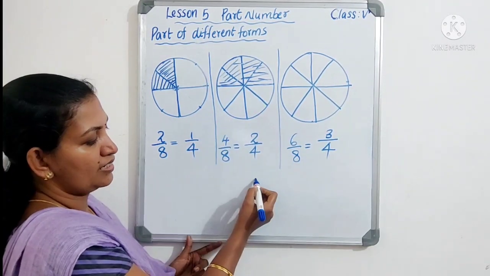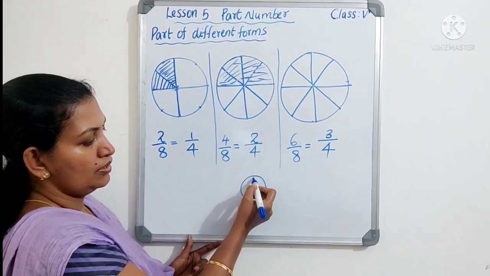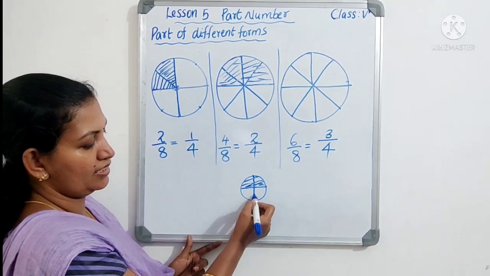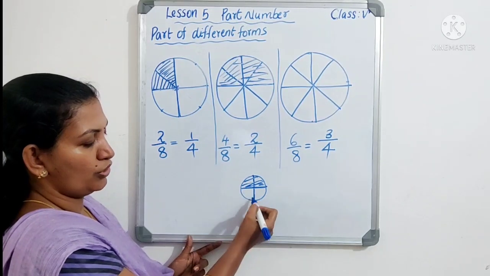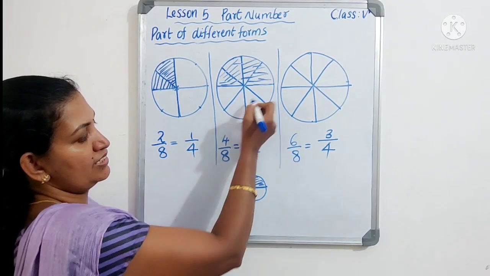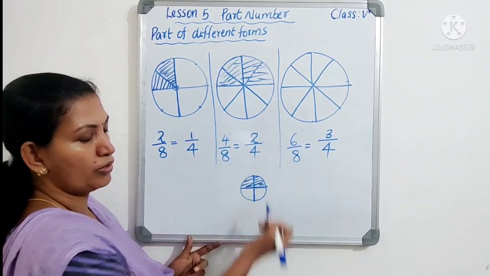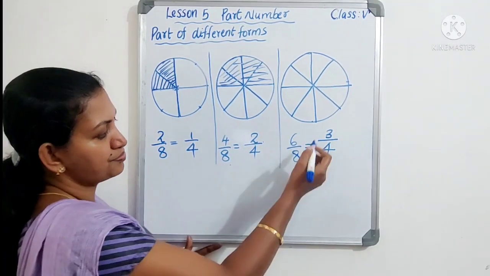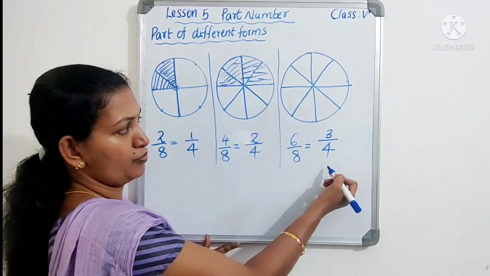A circle is divided into 4 equal parts and 2 parts shaded. Then you will change it. 4 by 8 and 2 by 4 are the same. Okay. Next, 6 by 8 and 3 by 4.